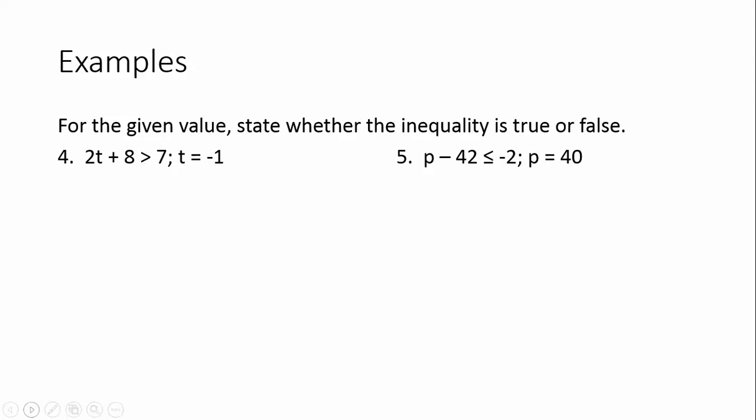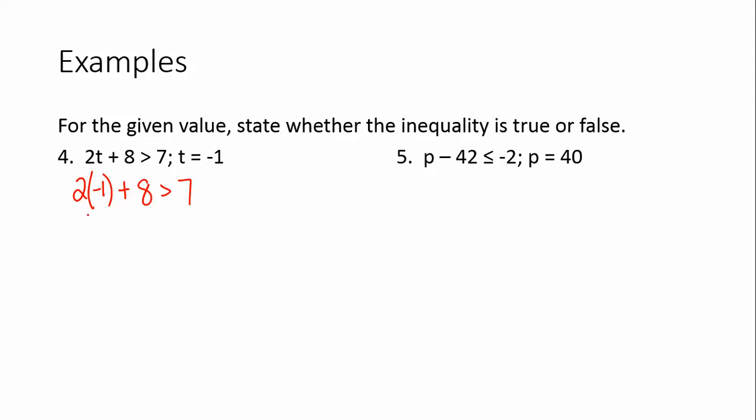So number 4 says 2t plus 8 is greater than 7, and we're going to check whether or not this is true if t is negative 1. So what you're going to do is rewrite the inequality, substituting in the negative 1 for t, and then we're going to simplify the left-hand side to see if this is true or not.